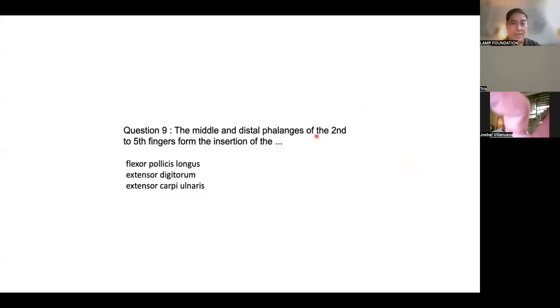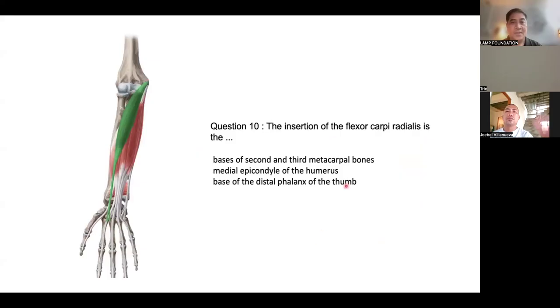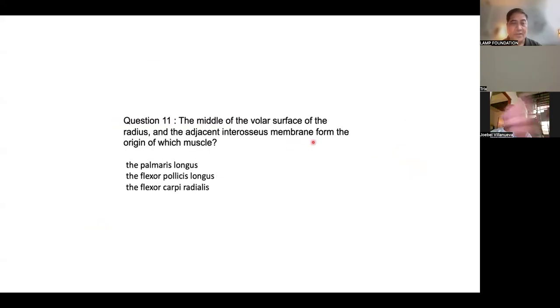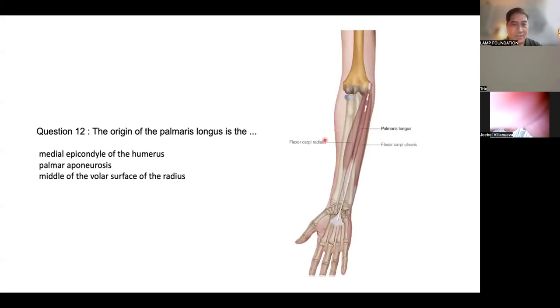The middle and distal phalanges of the second to fifth fingers form the insertion of extensor digitorum. The flexor carpi radialis is inserted at the bases of the second and third metacarpal bones. The middle of the volar surface of the radius and the adjacent interosseous membrane form the origin of which muscle? The flexor pollicis longus. The origin of the palmaris longus is the medial epicondyle of the humerus.